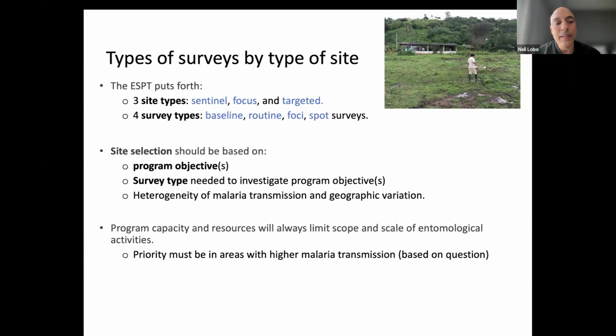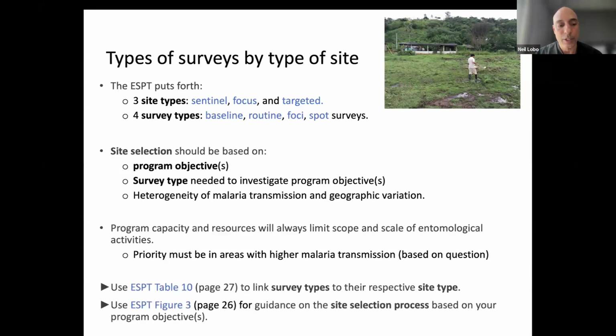A huge factor in site selection is program capacity and resources, which basically boils down to money and how many people are available to actually conduct this. Ideally, if you had a choice, I would suggest going to areas with higher malaria transmission. Sorry, I meant if you don't have a choice and you have limited resources, go to an area with higher malaria transmission, and perhaps the data you get from there can inform the most vulnerable people, the people with the highest amount of malaria. That's what I would do. If you had more resources, I'd move to areas with lower malaria transmission.